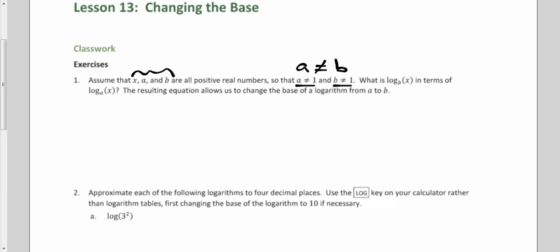Then it asks me, what is the log base B of X in terms of log base A of X? What are they asking here? Well, they want to know what log base B of X is. Don't write this down, just listen. They want it to be equal to a bunch of stuff that has log base A of X somewhere in it. So that's what we're looking to do. And the question is, how do we go about doing it? I'm going to show you real quick, and then just follow along with me and write stuff down.